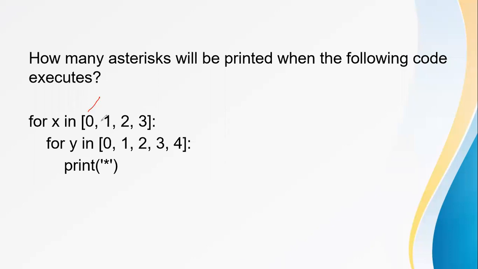First 0. Taking 0, it will enter into the while loop. While loop, there is an inner loop. Inner loop will iterate for 1, 2, 3, 4, 5. So how many times it will be printed? 5 times. Then 1, again 5, then 2, again 5, then 3, again 5. So totally 4 into 5 are 20.